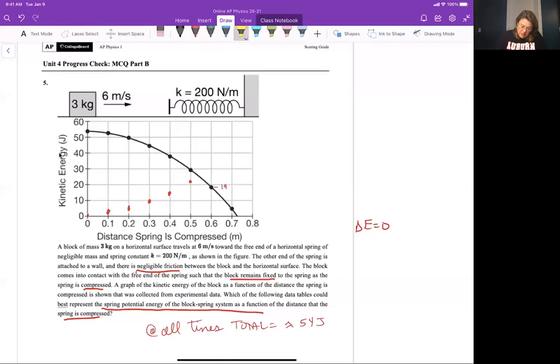Okay, here it is. Spring energy, it's a block-spring system, so the spring is part of the system. So energy's got to be conserved. So we're going to have a graph for potential energy due to the spring that's going to be opposite, and the total energy between those two lines has to be the same. So at all times, the total has to be equal to about, I don't know, whatever that is, about 54.